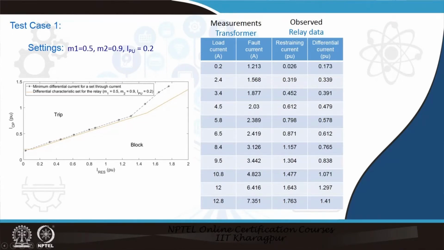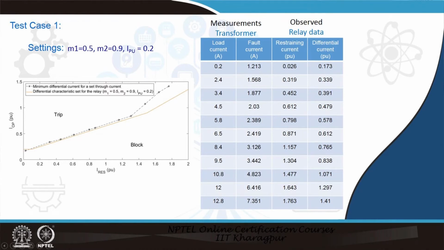Similarly, for any other observation, if you see here for the 2.4 load current, the load current increases now. So, it means the restraining current also increases, and then the corresponding fault current happens to be 1.568. So, that is also higher, so the differential current is also higher. Like this we go on observing for the different, increasing load currents, the restraining current also increases, and the minimum differential current at which the relay trips is noted down. Then we plotted the different restraining currents and the corresponding operating currents.